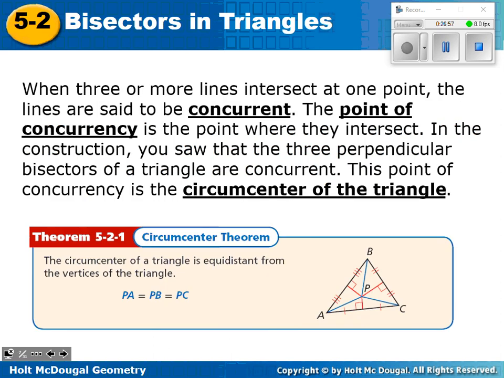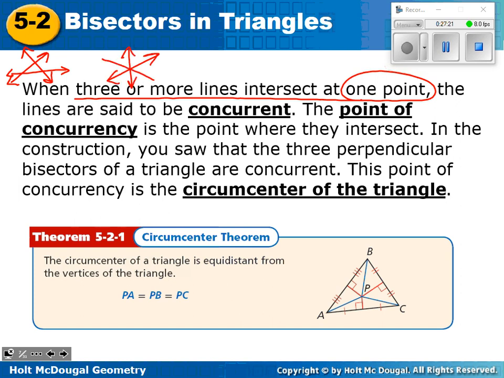Okay, so here's our first one. So first of all, when they talk about the word concurrent, what they mean is 3 or more lines intersecting at one point. 1 point. These are not concurrent lines. They do not intersect at 1 point. These are concurrent lines. They intersect at 1 point. Okay, so concurrent just means 3 lines intersecting at one common point.